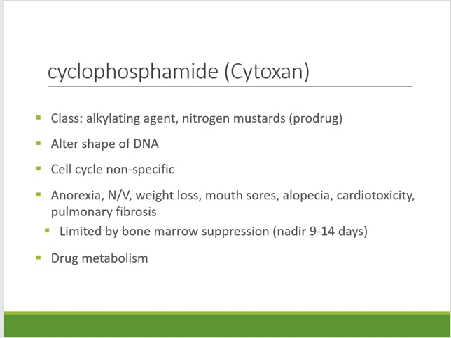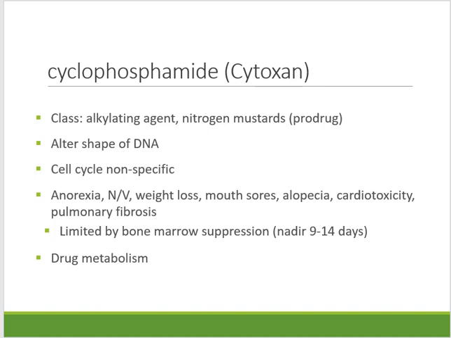The nadir is 9 to 14 days. That's where it's at the lowest point of your cell production for the red blood cells, white blood cells, platelets from the bone marrow. That's going to limit the dosage. If you get to that nadir sooner, you might have to stop your chemo ahead of time.